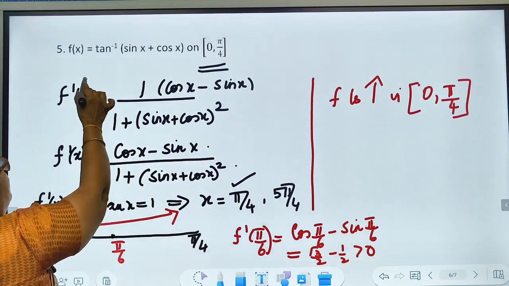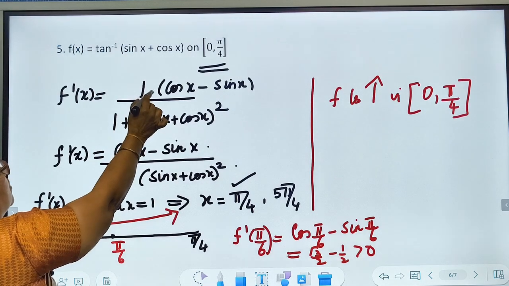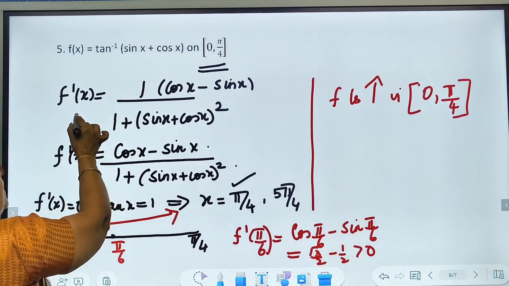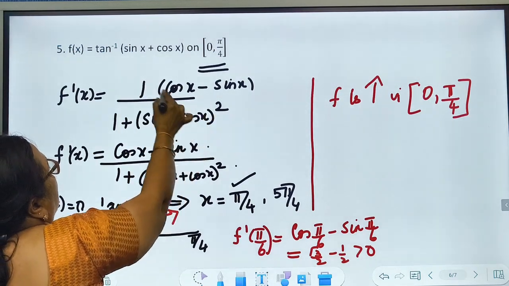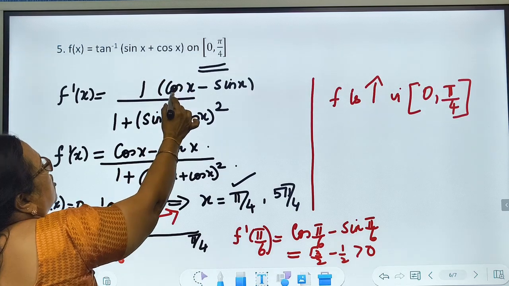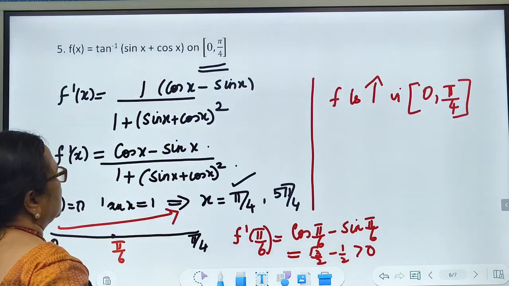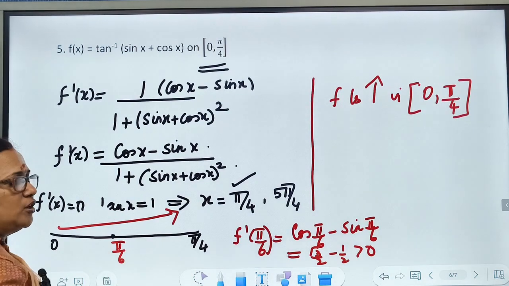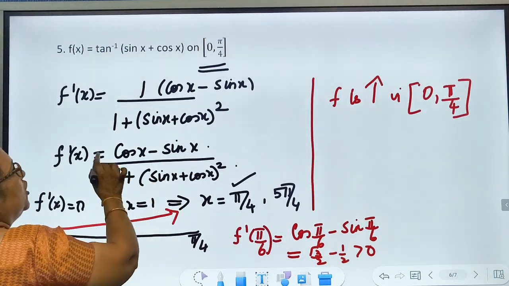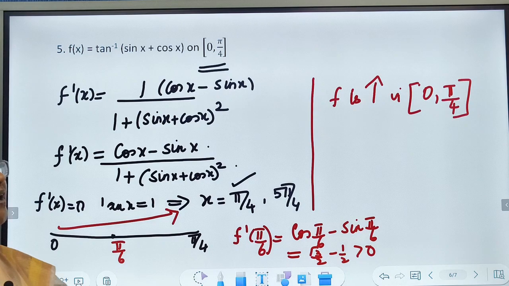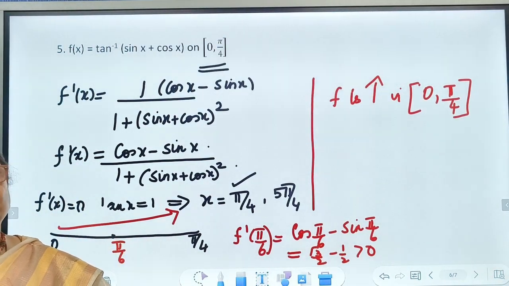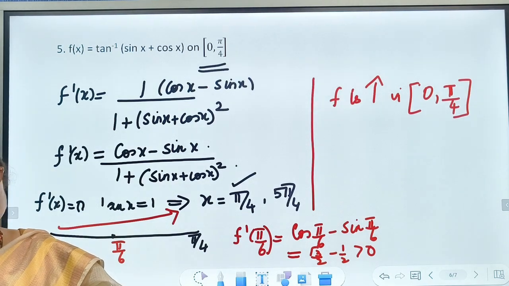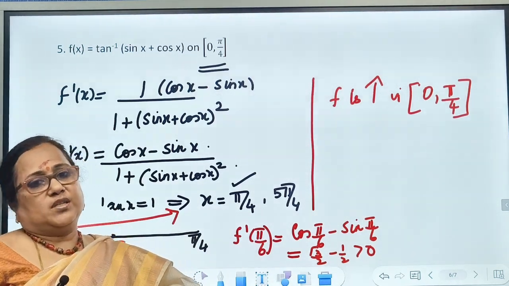So we have f of x is tan inverse of sin x plus cos x. If I differentiate, I get f dash of x is 1 by 1 plus sin x plus cos x the whole square into the derivative of sin x plus cos x, which is cos x minus sin x. The denominator is always going to be positive, so I need to worry only about the numerator. In 0 to pi by 4, you know cos x is greater than sin x. In pi by 4 to pi by 2, sin x is greater than cos x.